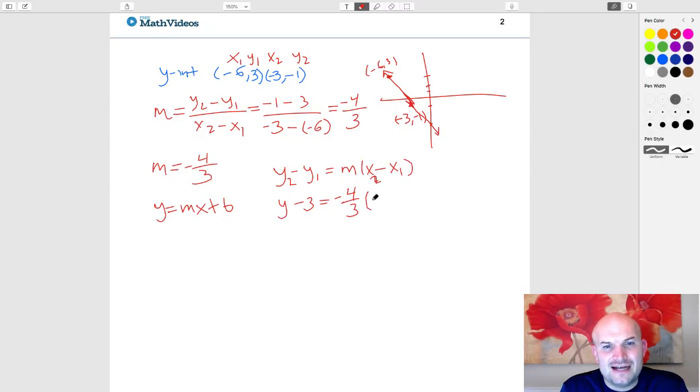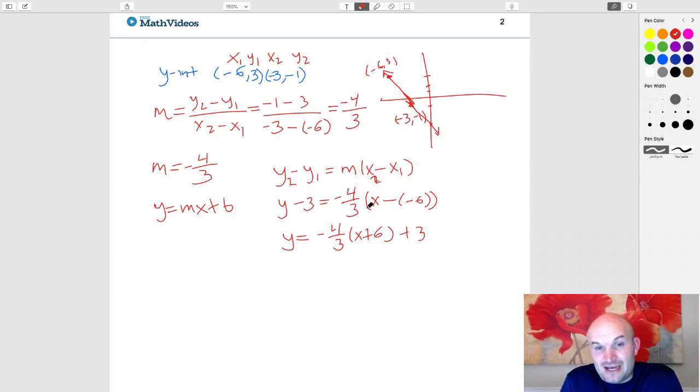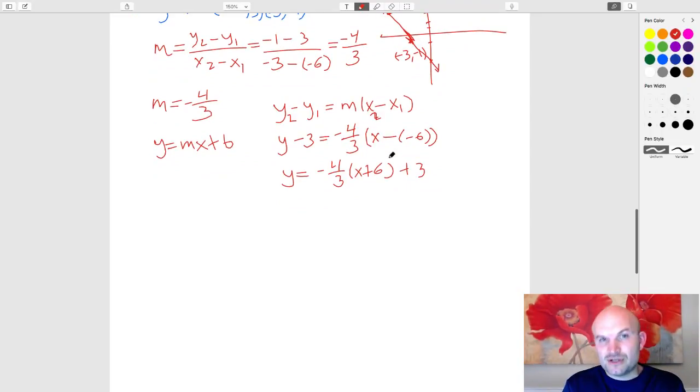So we have x minus x1, which is a negative 6. All right, now I'm going to simplify this by adding the 3 to the other side. So I have y is equal to negative 4/3 times x plus 6, plus 3. Okay, now technically that's an equation of the line. Preferably you probably want this in slope-intercept form. I believe that's what you're asking for. It is rise over run as well.